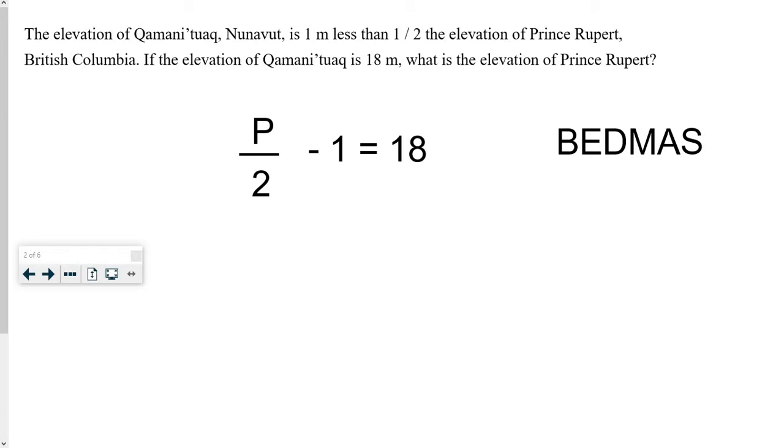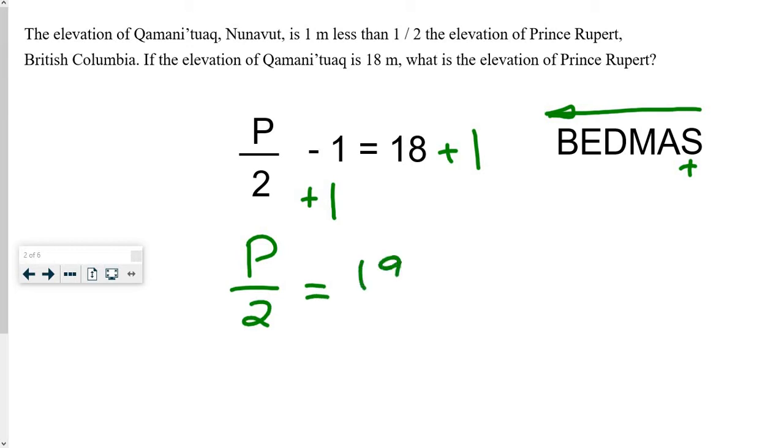To isolate P, we move backwards on BEDMAS. Remember that. It's very important. BEDMAS backwards to isolate, and we do the opposite. So is there subtraction? There is. So we're going to add 1 to this side. When we add 1 to this side, we add 1 to that side. So we're left with P divided by 2 equals 19.